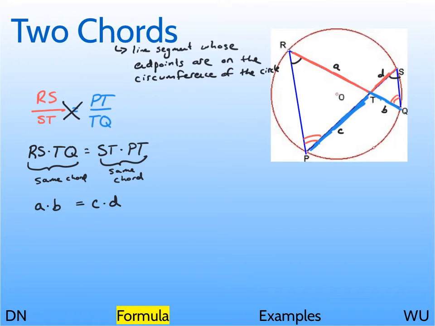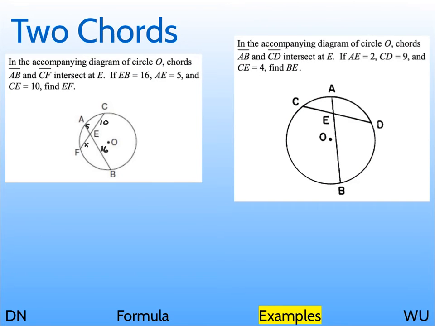And this all works because we can form similar triangles. So if we take a look at this first example on the left, I already labeled all the diagram with the numbers you have. And now we just think of our rule. We have a part of one chord times a part of the same chord equals the part of the second chord times the other part of the second chord. So if we look at, say, AB, for example, that's one of the chords. The two parts of this are 5 and 16.